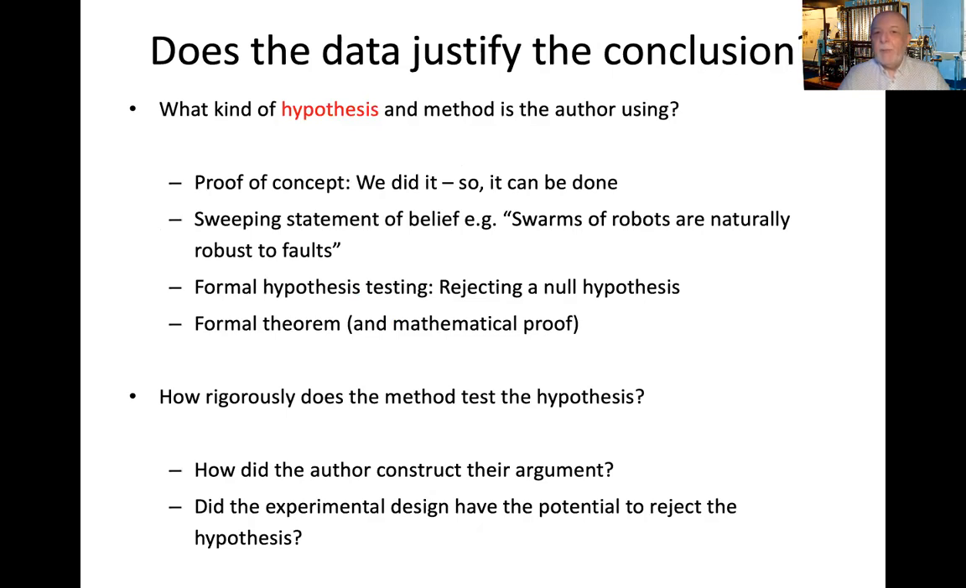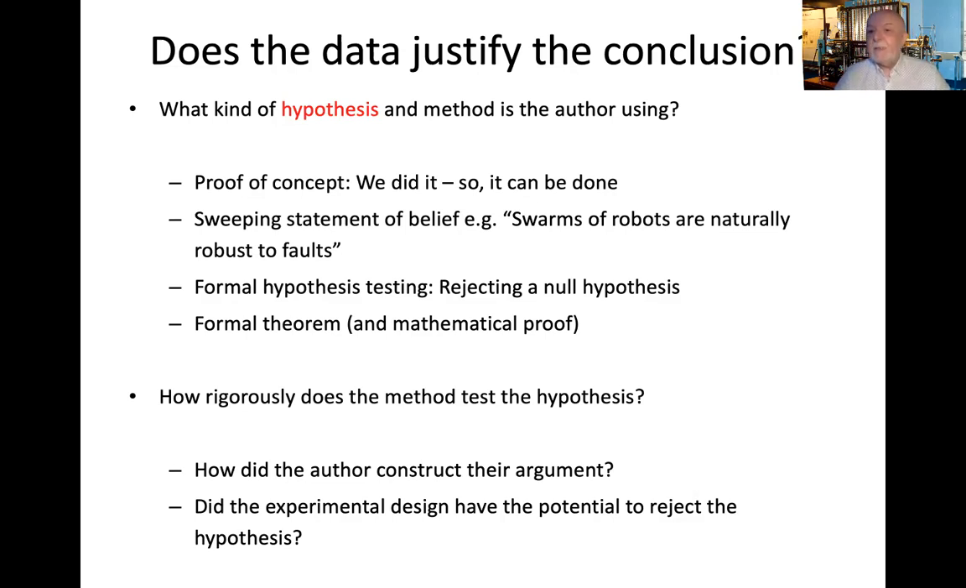What type of hypothesis and method is the author using? Okay, so is it a proof of concept? So we did this, so therefore it can be done. Is it a rather more sweeping statement of a belief? So swarm robotics is naturally robust to faults. So that's quite a large sweeping statement about all swarm robotic systems naturally being robust to all faults. Maybe that's what that's suggesting.